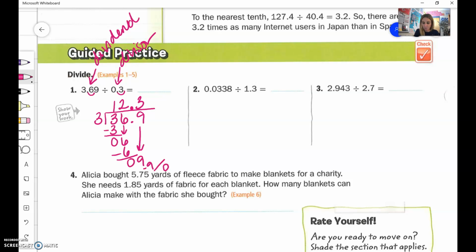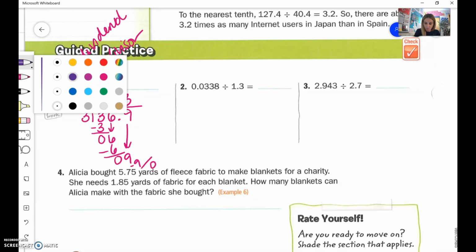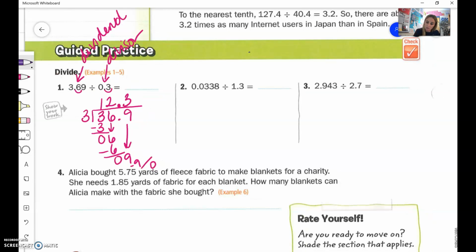All right, so same thing here. We're moving on to number 2. Taking a look at number 2, we are going to do 1 and 3/10. That's my divisor. I'm going to make it my whole number, so I get 13. I multiplied it by a power of 10, just 1, because I moved it over 1, so therefore now this becomes 0 and 338 thousandths. Tenths, hundredths, thousandths. I think I said 10,000ths, but I meant thousandths.